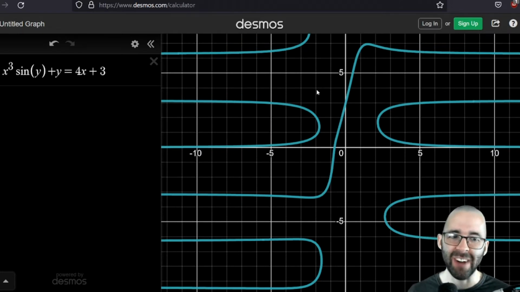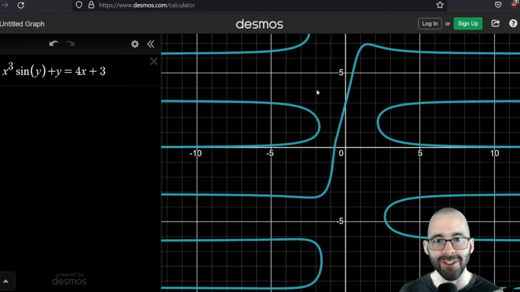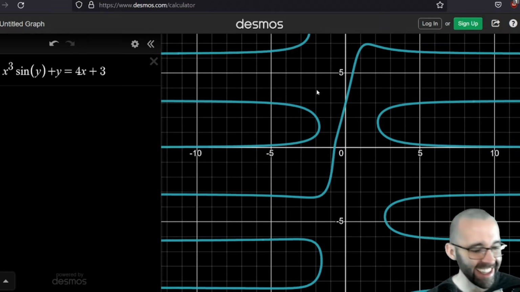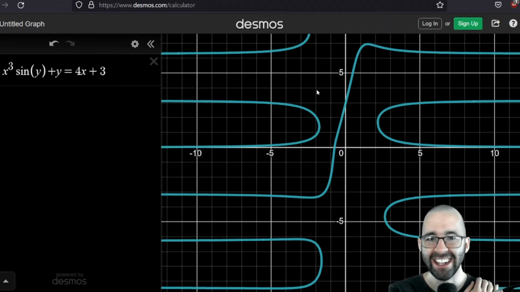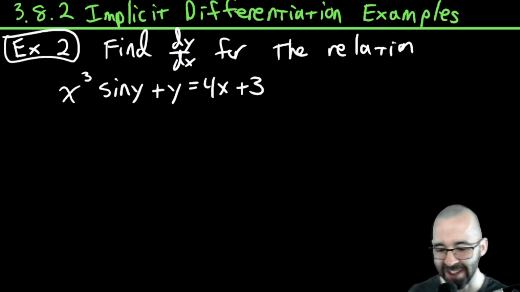We're not solving for y on this one, but we're going to talk about the derivative. You might look at that and say, Jason, that is so wild. I'm never going to be able to find the derivative of this crazy, not function, but relation. Well, we're going to do it together. I had actually not graphed this before. It is wild. I like it. Okay, cool. Let's get going.